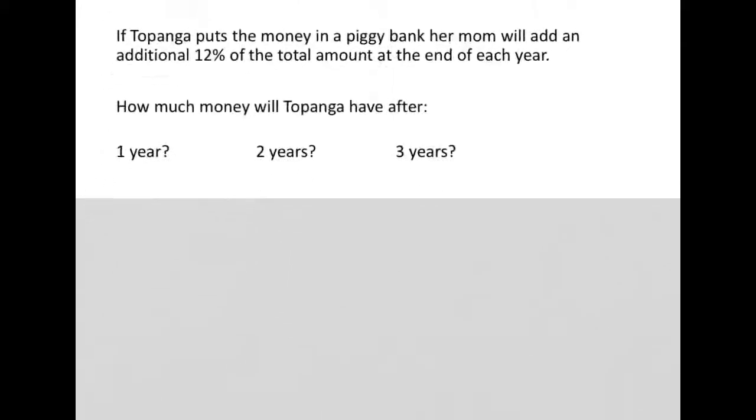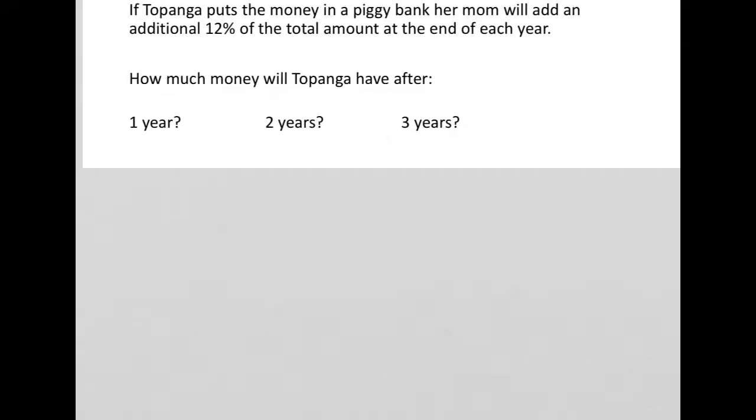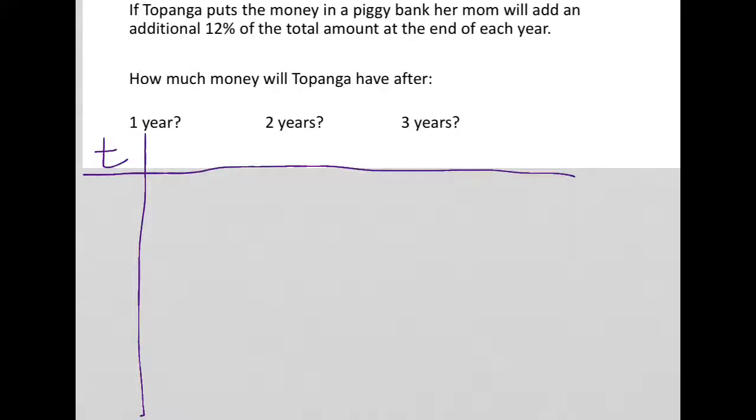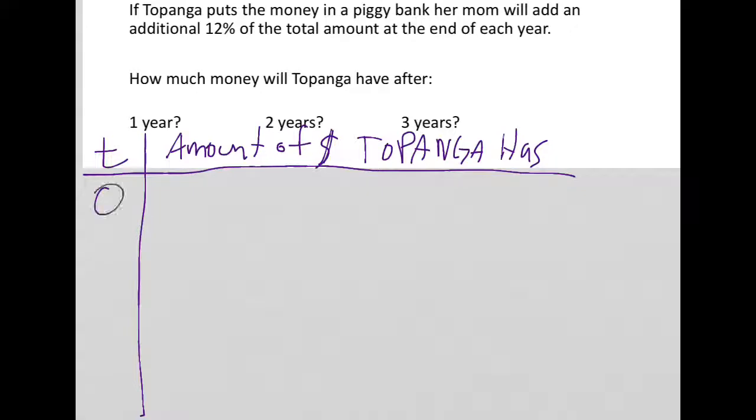So let's think about how this is going to work. Let's make a little column here. Let's say T for the number of years. And then over here, let's talk about the amount of money that Topanga has. So at T equals 0, before she starts this little mom program, she has $150, the original amount that her grandmother gave her. But then what happens at the end of year one?